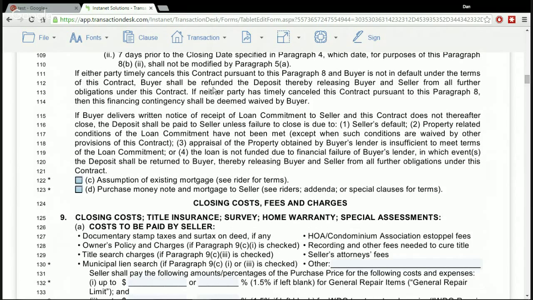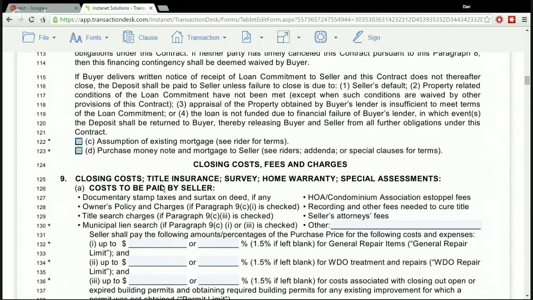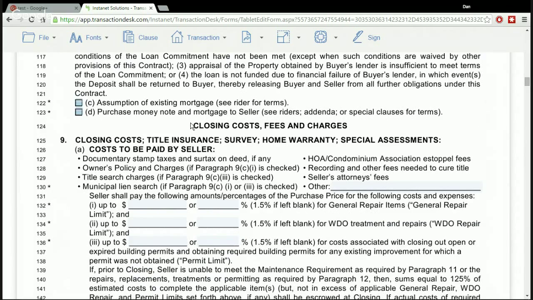You remember we had cash, and then that was all financing, and then we had these little 2 other options. Assumption of existing mortgage, that's if the buyer wants to take over the mortgage of the current owner. And then the final one is seller financing, the purchase money note and mortgage to seller. So if the seller wants to become the buyer's lender, so to speak. Okay, good. Moving right along.